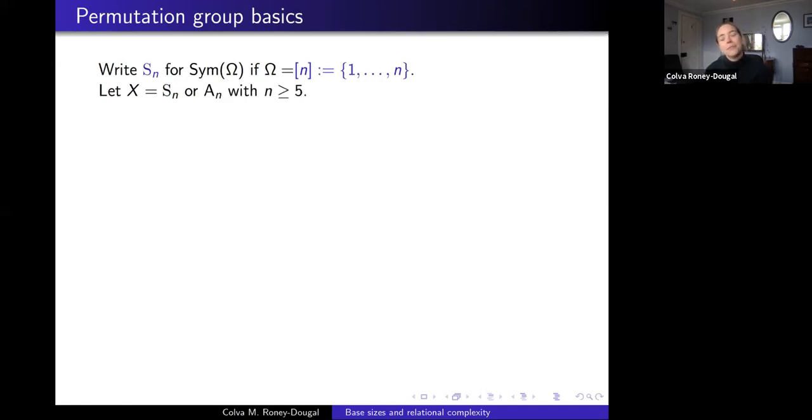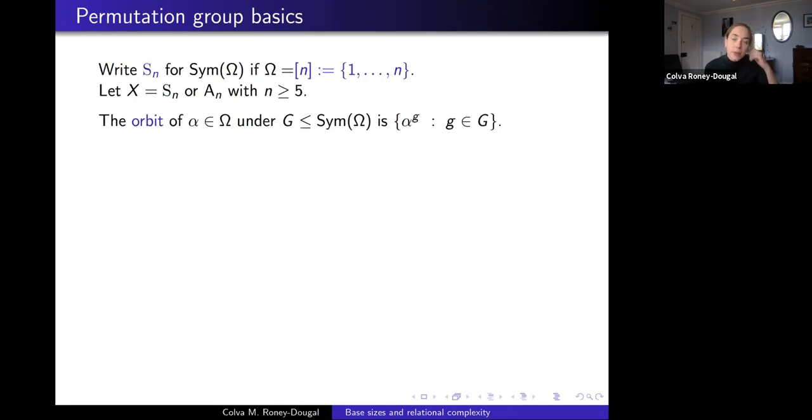And n is at least 5, because I want it to be almost simple. So the orbit of a point in omega, where I've got some group acting on omega. I'm going to stick with G being a subgroup of Sym omega. It is all of the places I can map alpha to under G. And you'll see here, I'm going to write my group action as conjugation. So everything I can send alpha to is the orbit of alpha.